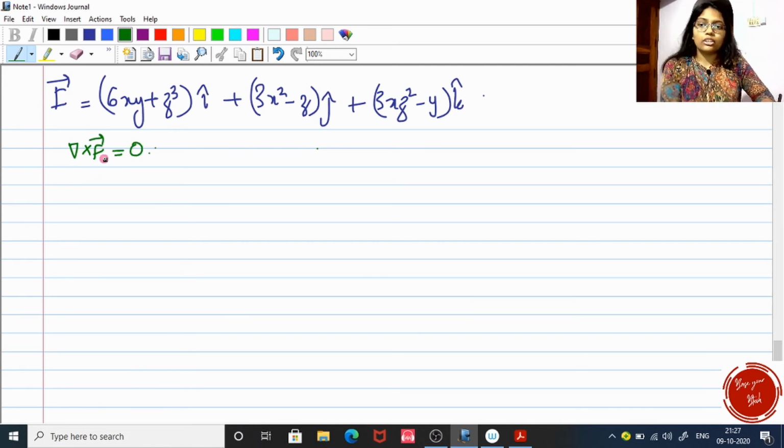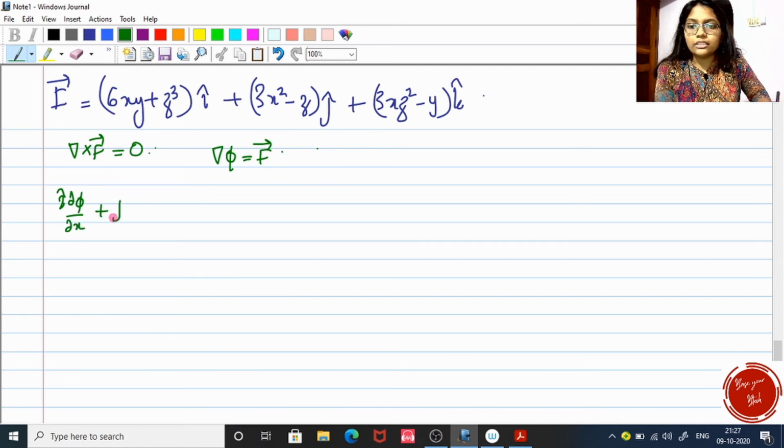That is why del cross F is equal to 0. And for every irrotational vector, we can get a scalar potential. That means del phi is equal to vector F. That is, phi is the scalar potential of capital F. Okay, so let's expand this del phi. i dou phi by dou x plus j dou phi by dou y plus k cap dou phi by dou z is equal to your capital F.